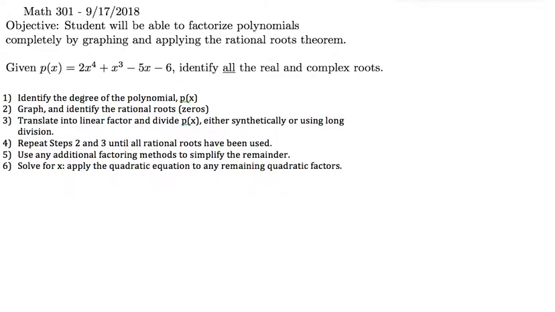You're going to identify the degree of the polynomial. Now this is real simple, right? You take the leading term, and this should be the highest power of this polynomial, okay? So here the highest power is 4, so this is a degree 4 polynomial, okay? So for step 1, check. All we had to do was identify what the degree of the polynomial is.